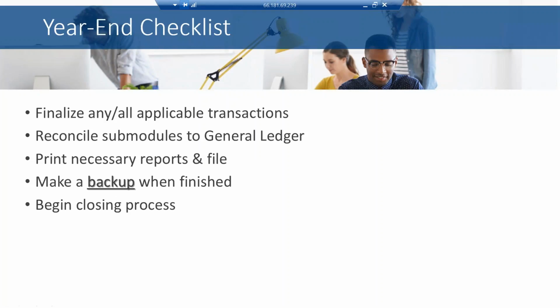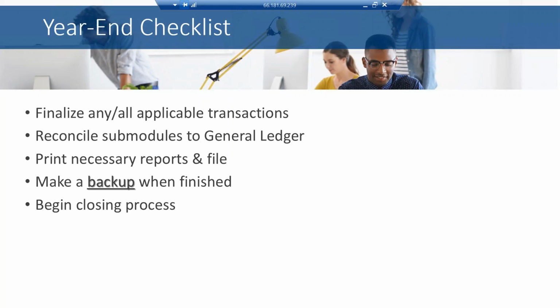Again, I just want to talk about this at a high level. It's really important to finalize any and all applicable transactions. Also, reconcile your subledgers to the general ledger to make sure that you're in balance. As we go through this process, we'll talk about how the year end for general ledger is a far different process, and the timing on it is different than all of the other modules. So making sure that you reconcile your submodules can be very important in this process as well.